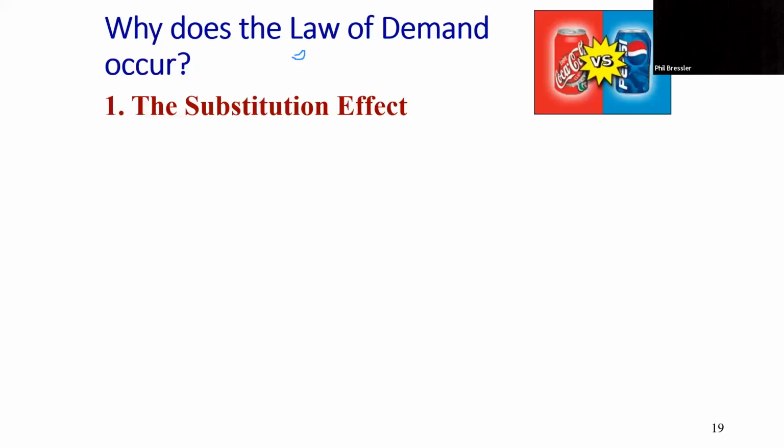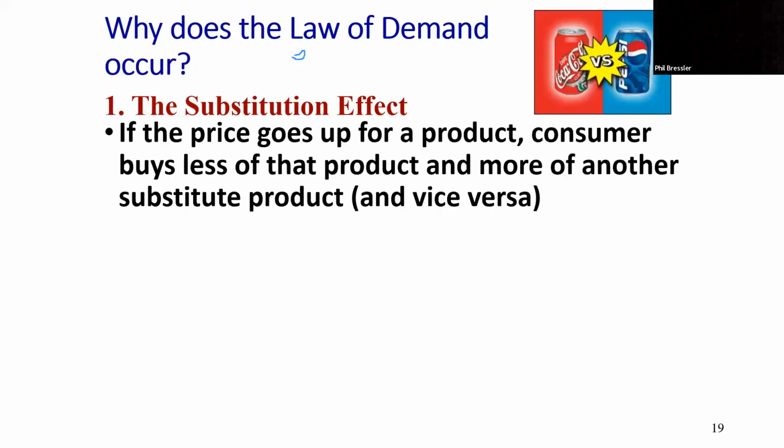Substitution effect, Pepsi and Coke. If the price goes up for a product, consumers buy less of that product. They're going to buy less Coke if the price of Coke went up, and they're going to buy more Pepsi, and vice versa. If the price of Coke goes down, people are going to buy more Coke, less Pepsi. All right, so that's one reason the law of demand occurs.